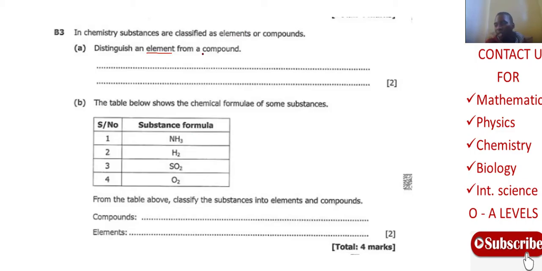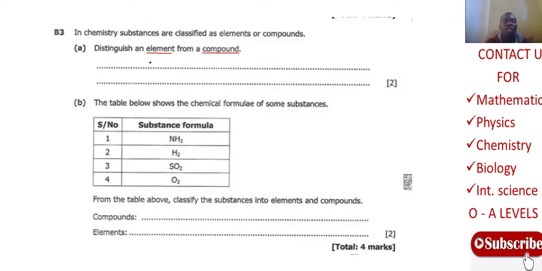So an element is a pure substance that cannot be split into two or more substances. Then a compound, on the other hand, is a mixture of two or more elements which are chemically combined. So a compound is a mixture of two or more elements that are chemically combined. Okay.